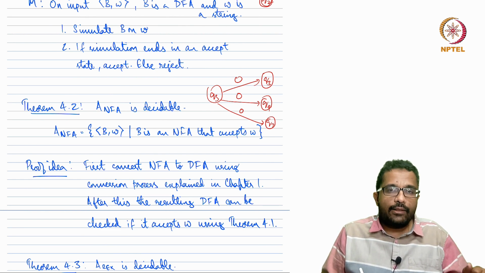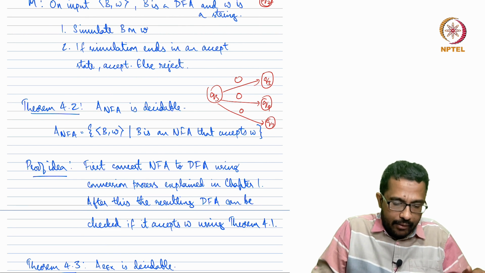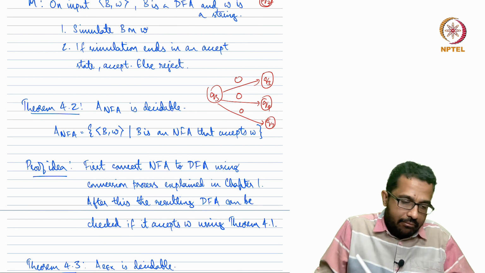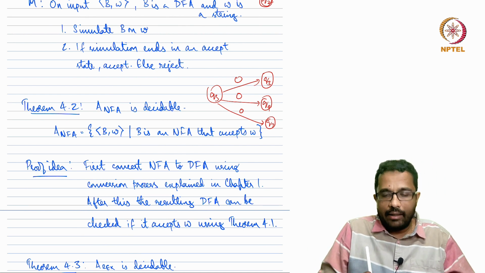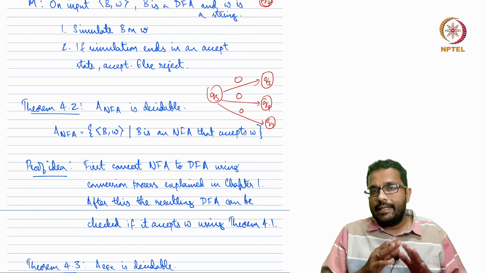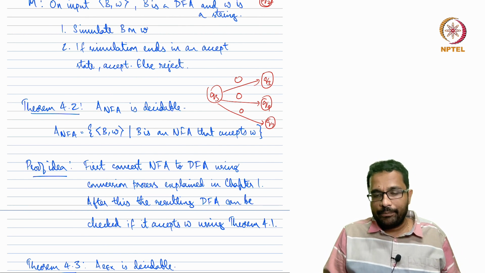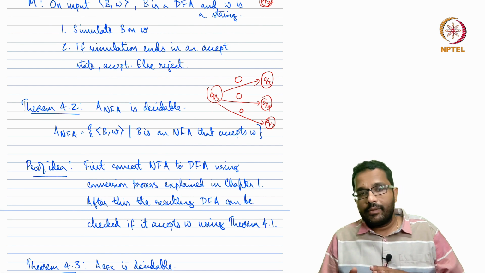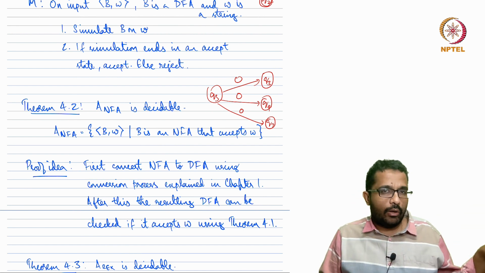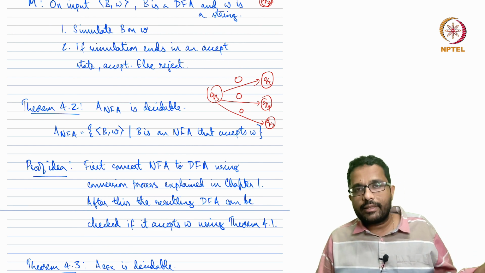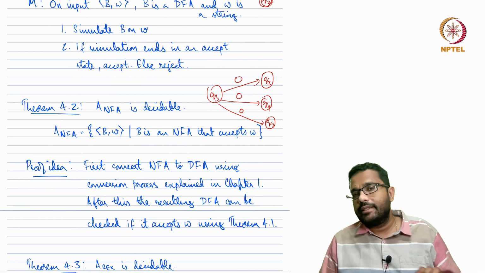So what I'm saying is that first, you're given an NFA B, right? We can convert B to a DFA, let's say C, using this conversion process. The conversion process was a very clearly explained process. So we follow that process and convert the NFA to a DFA, right? And once we have converted, it's an equivalent DFA, right? So whatever strings are accepted by B will be accepted by this DFA, and whatever strings are rejected by B will be rejected by this DFA.